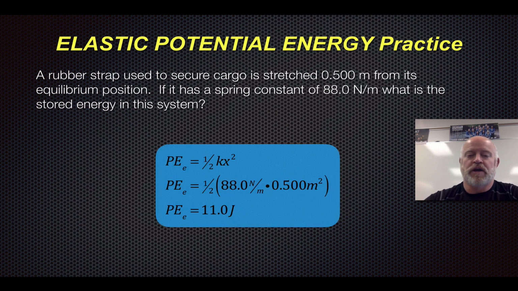Okay, so here we go. We know our equation is elastic potential energy is 1/2 kx squared. We were given the k value. Our spring constant is 88 newtons per meter. We were given the stretch, 0.5 meters. We need to square that value. Okay, so 88 times 0.5 squared, take that divided by 2 or times 1/2, and we get 11.0 joules of energy here. Okay, so to do this stretch, we are giving that strap 11 joules of energy.